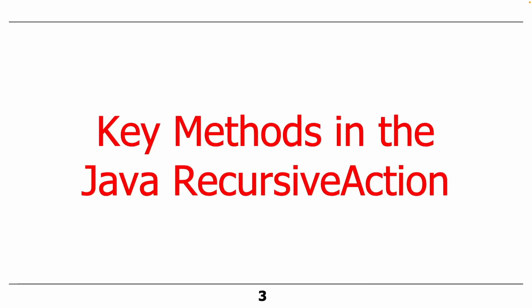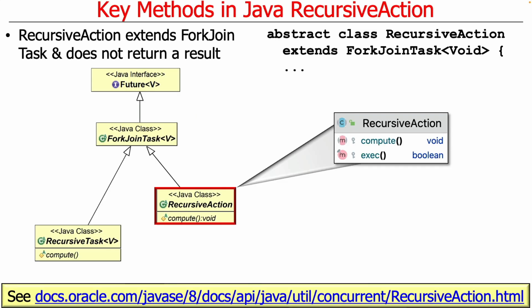They extend ForkJoinTask. So RecursiveAction extends ForkJoinTask, but does not return a result. If you look carefully at the RecursiveAction signatures in its UML diagram, you'll see that it has a compute and exec method, and compute returns void, which means it doesn't have a return value. You'll also notice that this is not parameterized by anything. This is just going to have a compute hook method, and there's an exec method for reasons we'll talk about in a second.